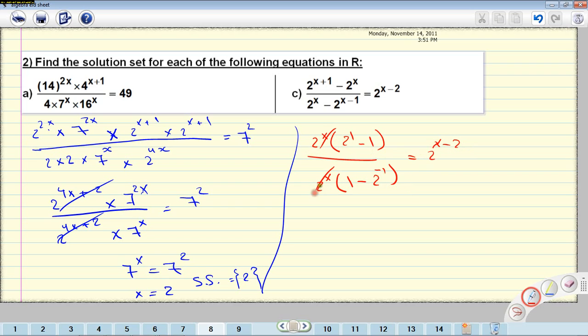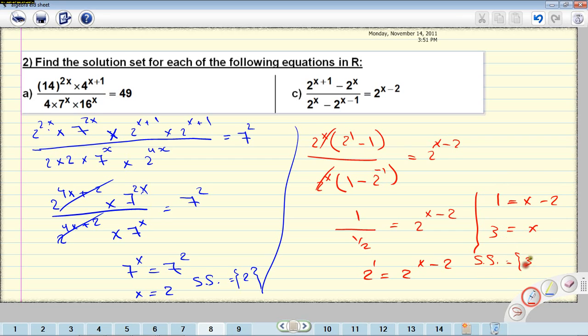We simplify 2 to the power of x and 2 to the power of x and evaluate the numerator and the denominator. The answer up is 1, and the answer down is half, equals 2 to the power of x minus 2. And we did this in the calculator, which is 2 equals 2 to the power of x minus 2. Here is 1, so the bases are equal, the powers are equal, which means that 1 equals x minus 2. I'm going to move negative 2 there, so x equals 3. So the solution set equals 3.